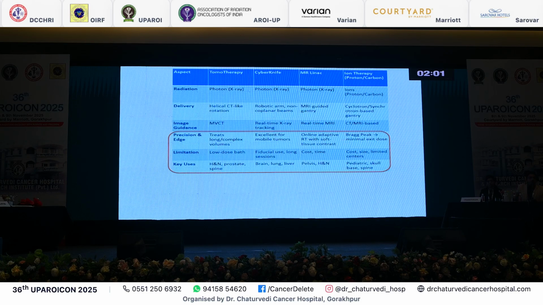Ion therapy has a good, minimal exit dose; we get the Bragg peak. But how many centers can afford it? CyberKnife is good for mobile tumors, and tomotherapy is for large and complex fields. So every machine has some limitations and some sites where it can be used.